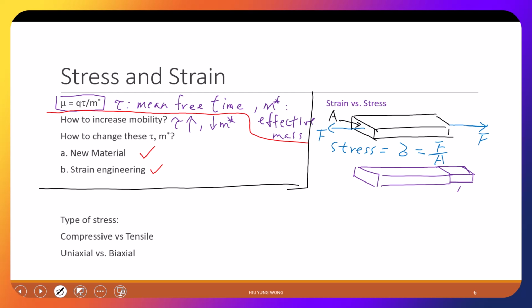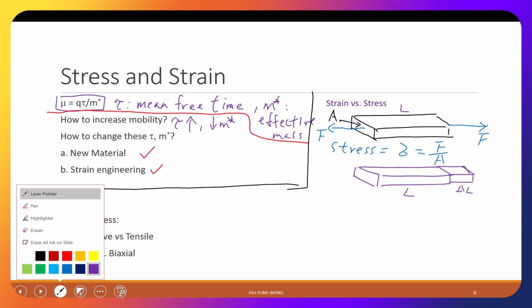You may see this delta L. This is L. Because of the stress, it becomes larger. Correct? Yeah. What if the force is in the opposite direction on both ends? Opposite means in the same direction on both ends? You mean all pushing to the left? Yeah. We'll talk about that.